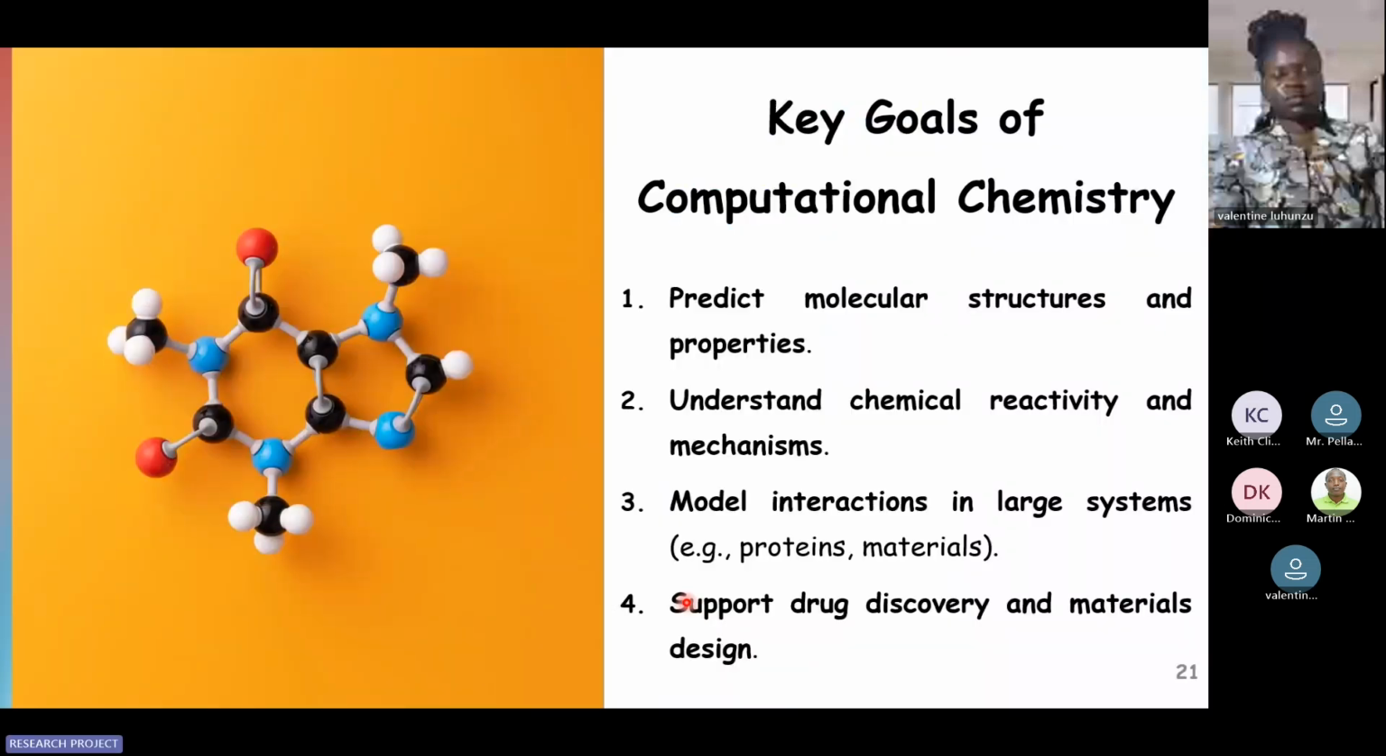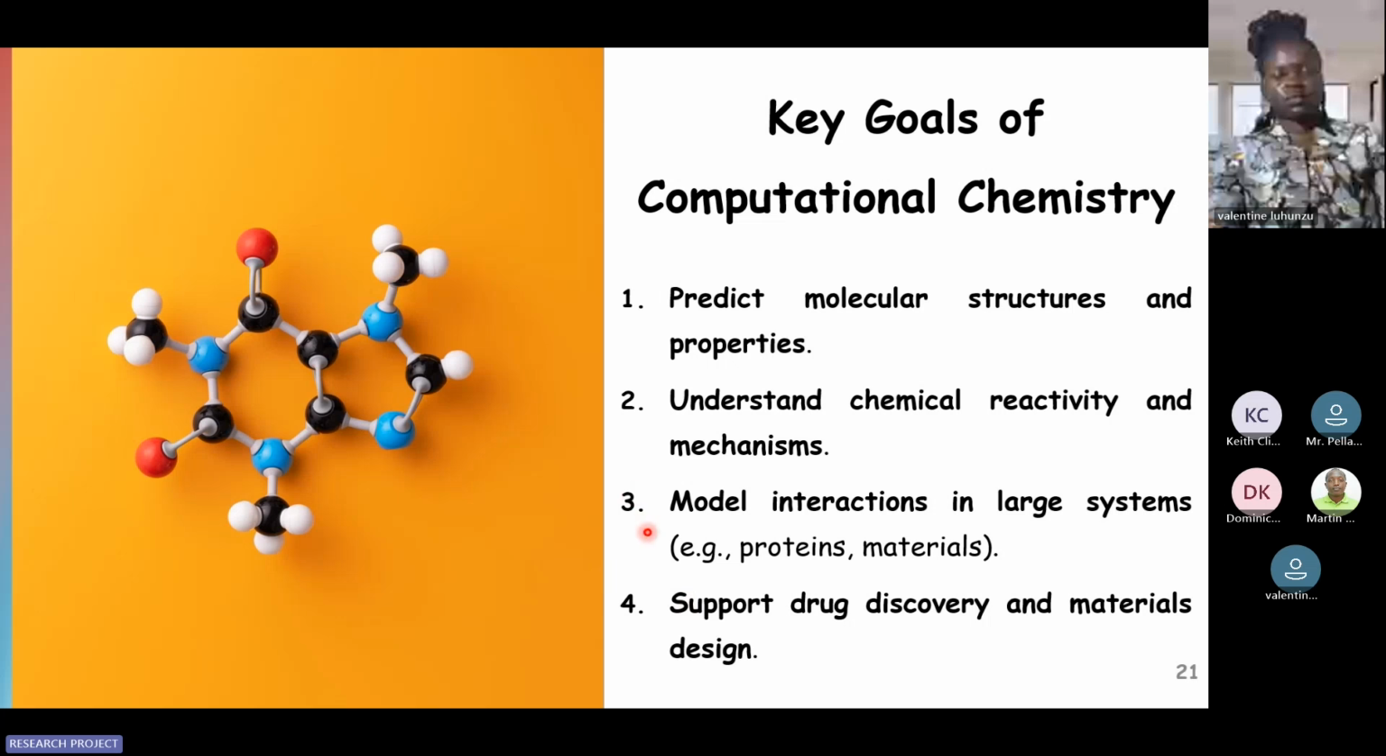So what are some of the key goals of computational chemistry? These may not be comprehensive, but some of the important goals of computational chemistry. Number one is to predict molecular structures and properties, understand chemical reactivity, and some of the mechanisms that are difficult to comprehend. And we can also use computational chemistry in doing model interactions of large systems, especially if you're doing drug design, you want to do docking, and you're using bulk biological systems such as the proteins and other materials. This becomes one of the tools that is key in understanding that discipline.